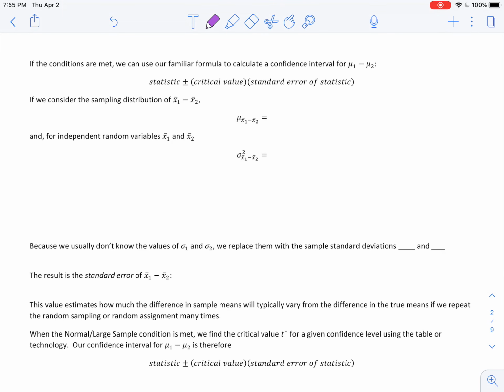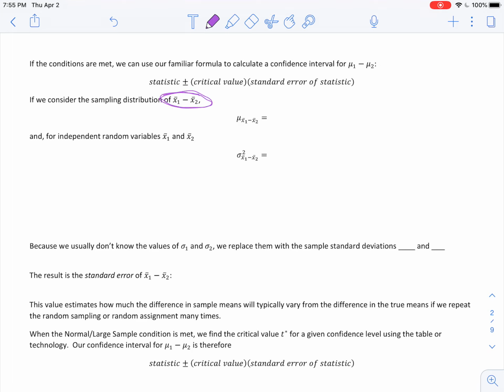So Unit 9, Lesson 2, Part 2. We are continuing on. We've already talked about checking the conditions. So as long as you meet the conditions, you can go ahead and find a confidence interval. Confidence intervals always follow the same standard format, where you take your statistic and you add or subtract your margin of error, which is your critical value times your standard error of the statistic. So we just need to get what these values are so we can plug them in.